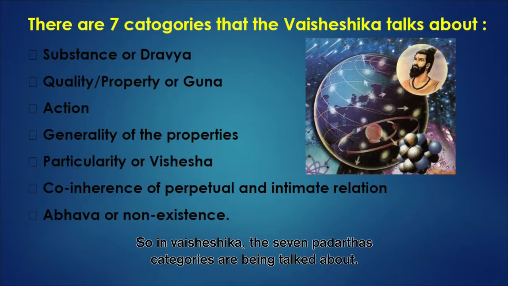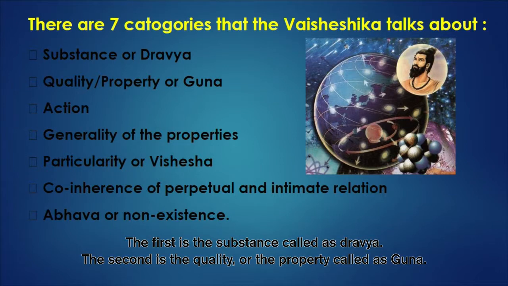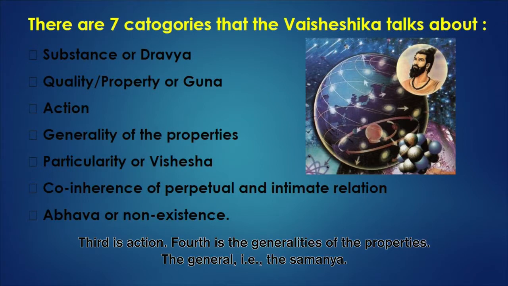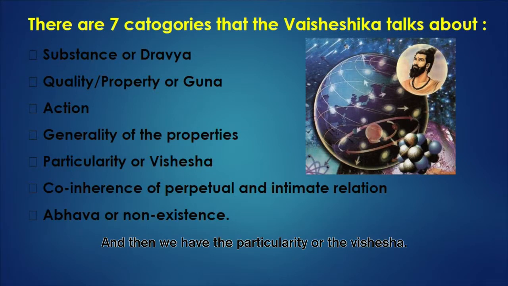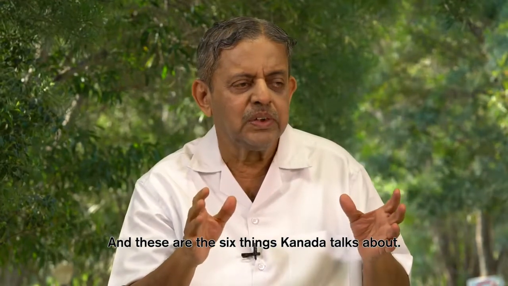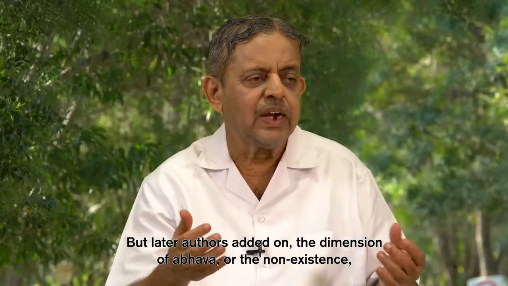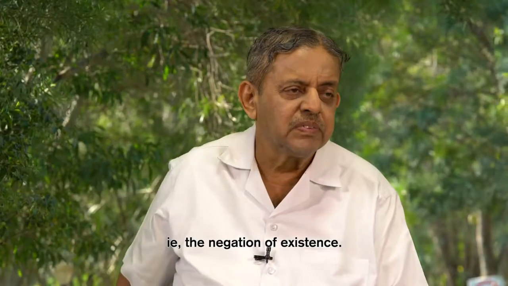So, in Vaishesika, the 7 Padarthas or categories have been talked about. The first is the substance, called the Dravya. Second is the quality or the property, that is the Guna. Third is the action. Fourth is the generalities of the properties, the general, that is Samanya. And then we have the particularity or the Vishesha. Then we have the co-inherence, the perpetual and intimate relation, that is the Samavaya. And these are the 6 things that Kanada talks about. But later authors added the dimension of Abhava or non-existence, that is the negation of existence.